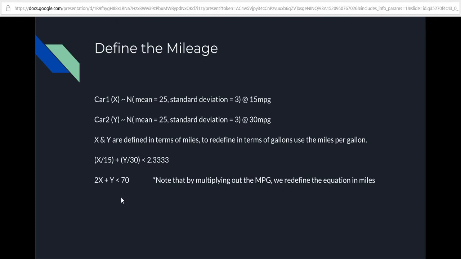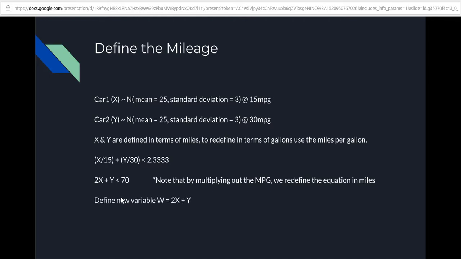So you notice that I'm saying that by multiplying out our MPGs, we're actually redefining the equation in terms of miles. And this is important because our random variables are normally distributed in terms of miles. So we can't solve it unless we think of this in terms of miles.